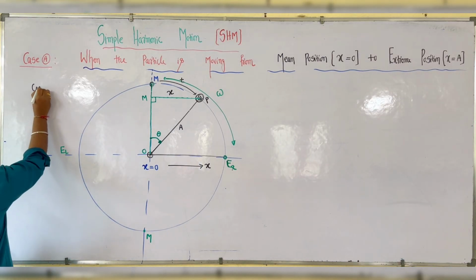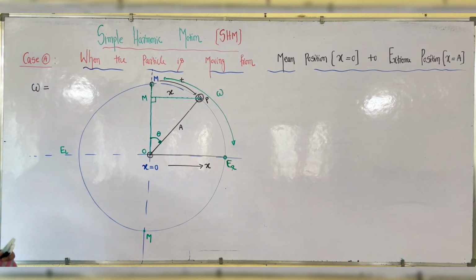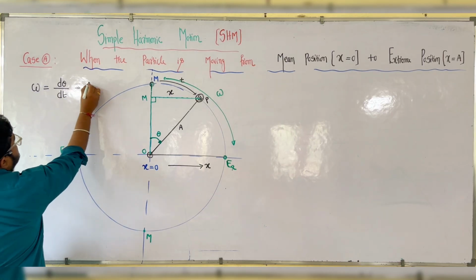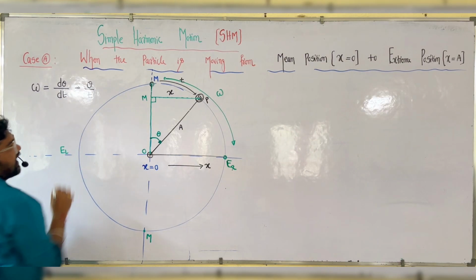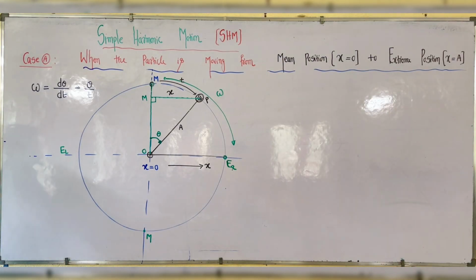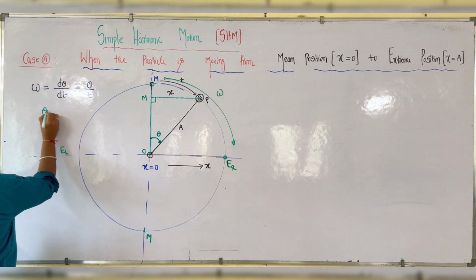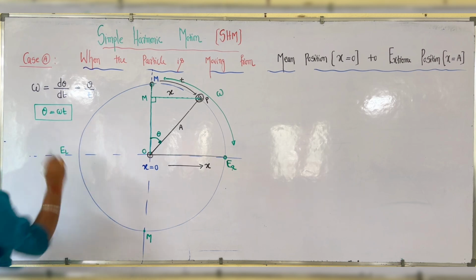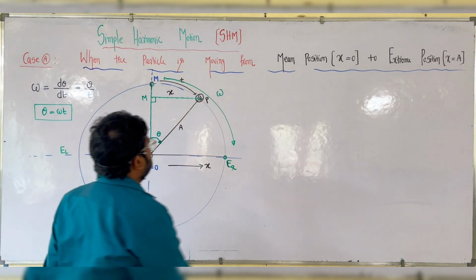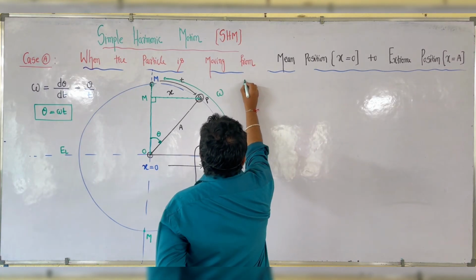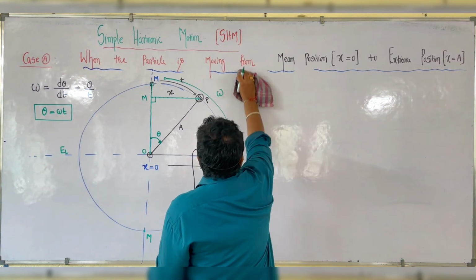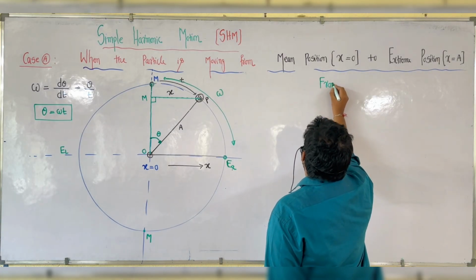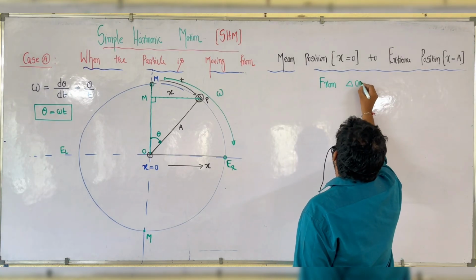The angular velocity of a particle in SHM is the rate of change of angular displacement. Theta by t for small angles, so theta can be written as omega t. Take the triangle. From triangle OMP.